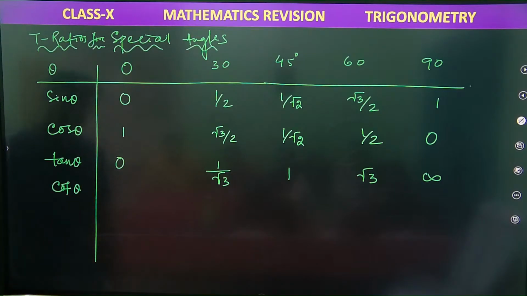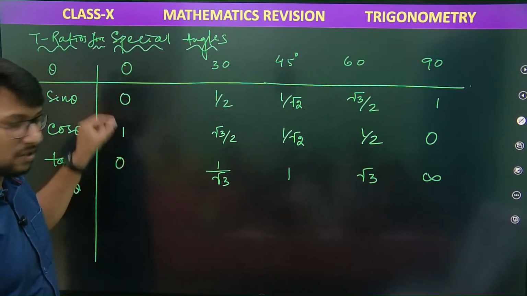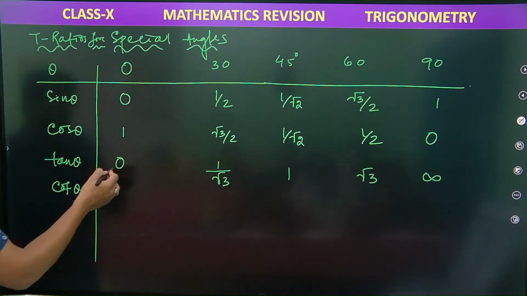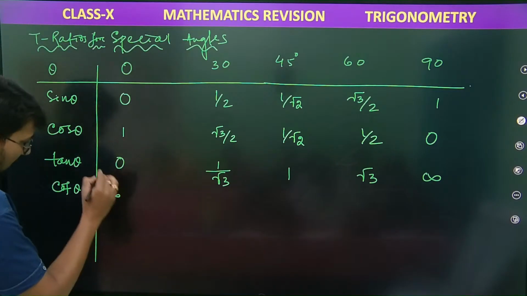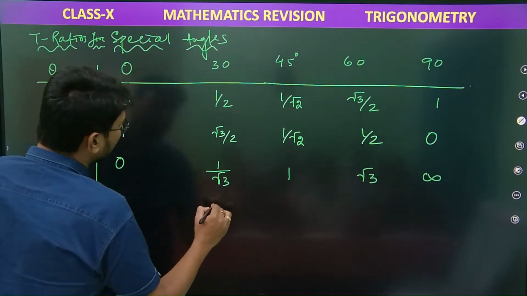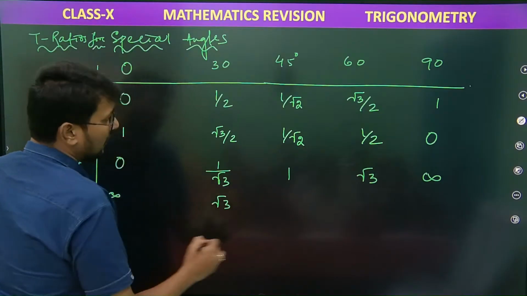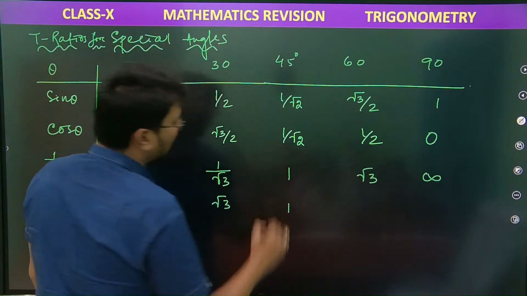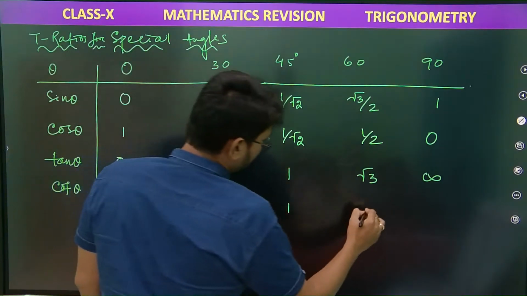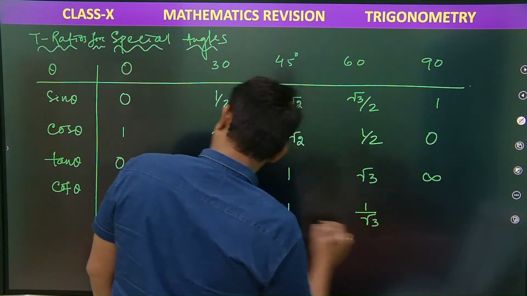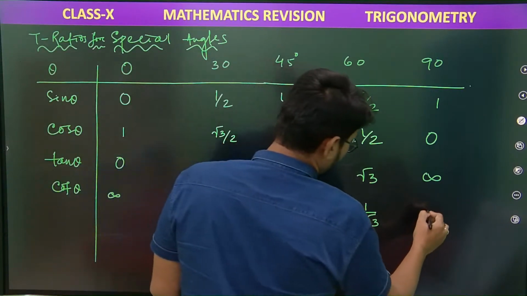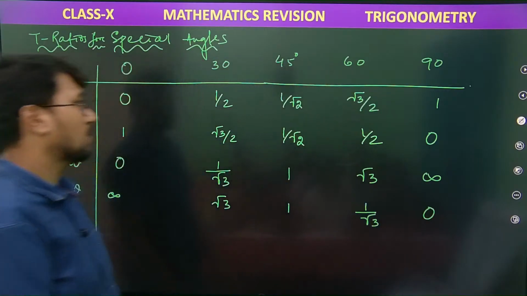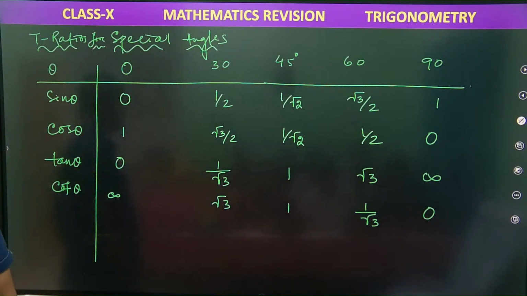Let us next find out cot theta. Cot 0 is how much? Reciprocal of tan. 1 by 0 is infinite. Then cot 30 is root 3. Cot 45 is 1. Cot 60 is 1 by root 3, and cot 90 is 0. Got it?